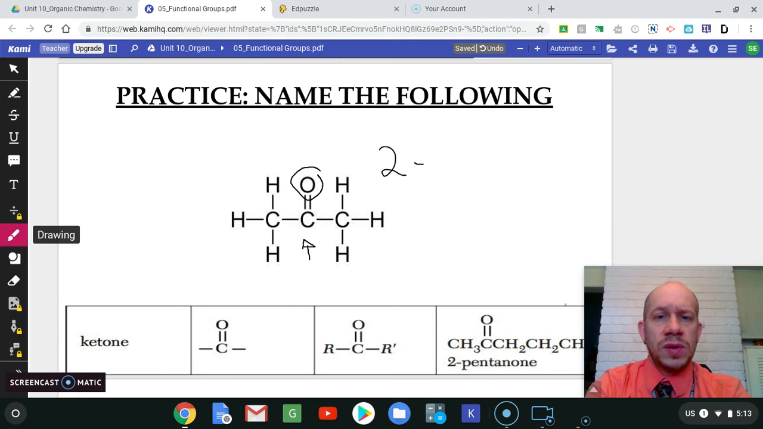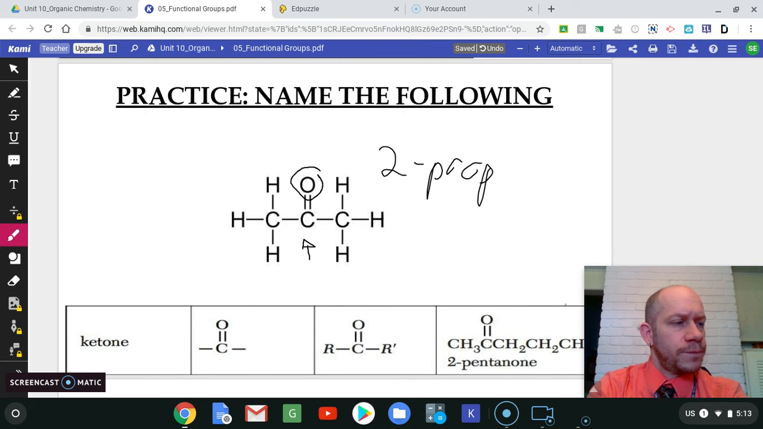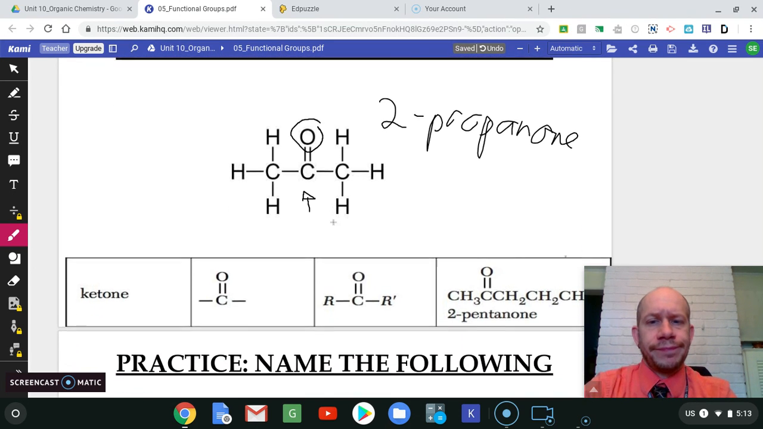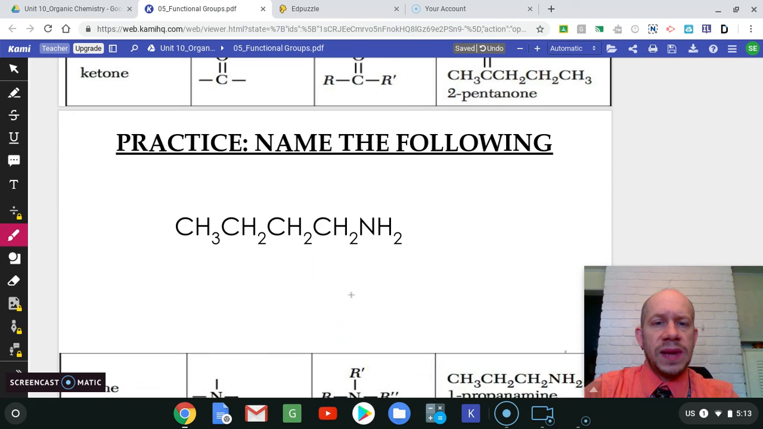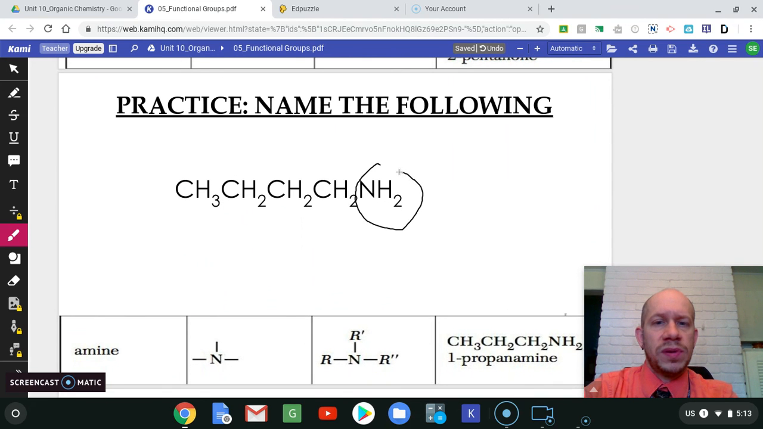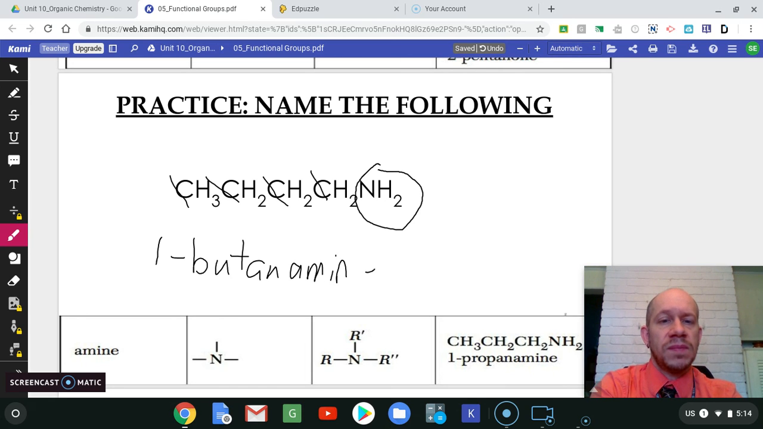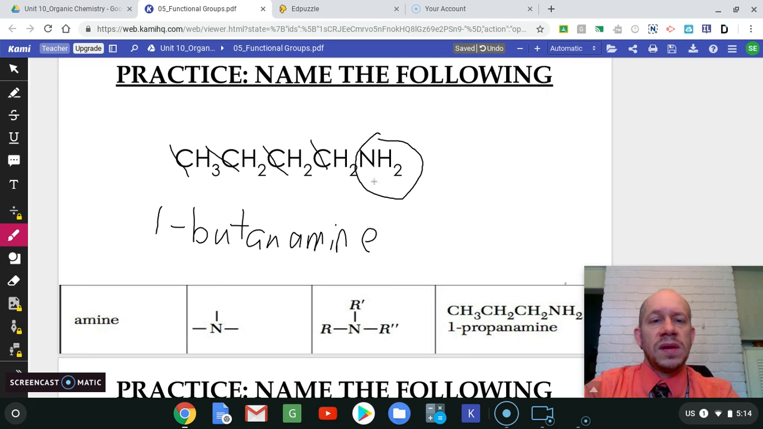Name the following. Here is our amine group. 1, 2, 3, 4 carbons. The amine is on the end, so butanamine. Name the following. Here's our functional group. It's a carboxylic acid. There are 1, 2, 3, 4 carbons. So this is butanoic acid.